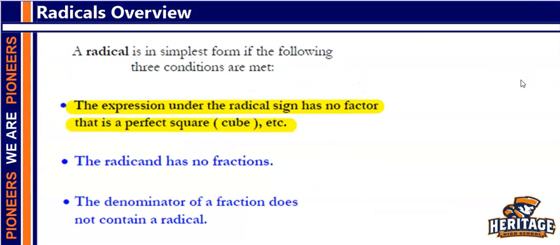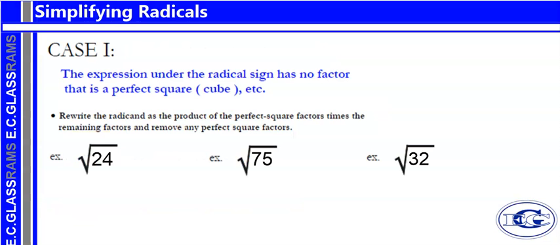So this video is going to focus on the highlighted part right here, where it says the expression under the radical sign has no factor that is a perfect square. In other words, we're going to get it in its simplest form. So here are some examples we're going to tackle. We have the square root of 24, 75, and 32. We're going to get these in the simplest form.